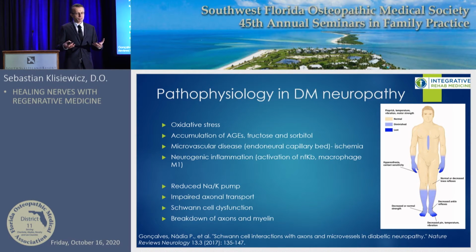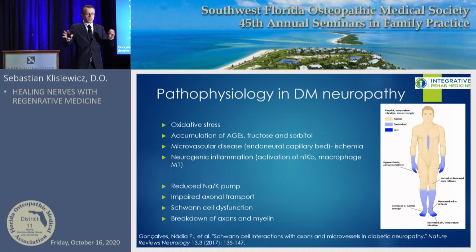There's neurogenic inflammation, activation of NF-kappa B, which is a very inflammatory transcription factor, and then macrophages. Macrophages are actually activated to become inflammatory, and this is all happening in the nerves of diabetic patients. They have impaired axon transport. Schwann cells, which are very important to keep the health of the nerve, are dysfunctional. They actually look kind of weird.